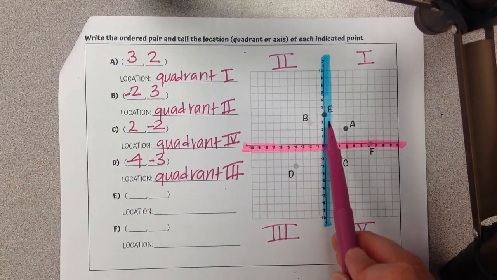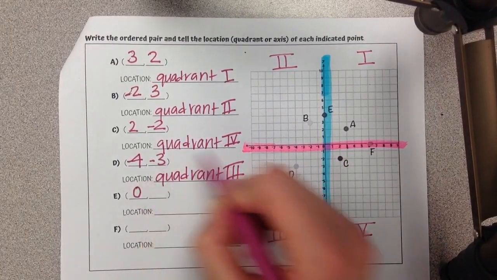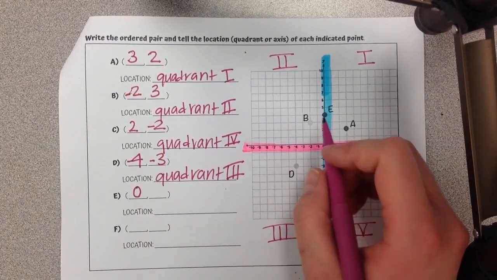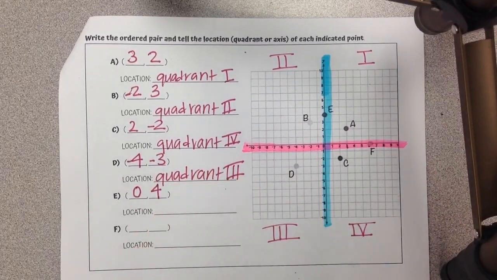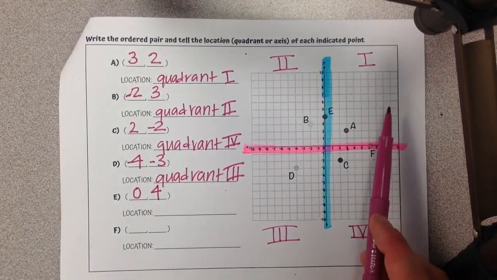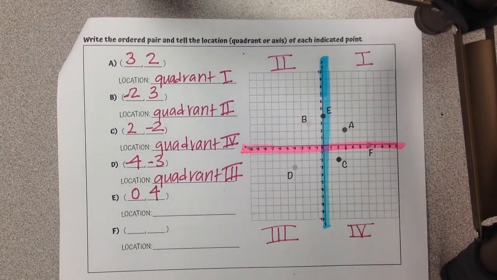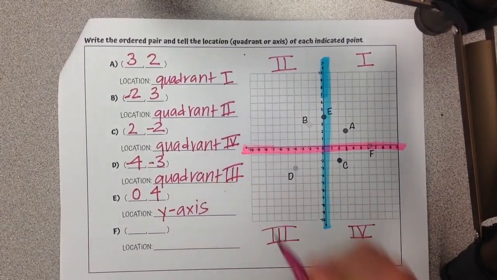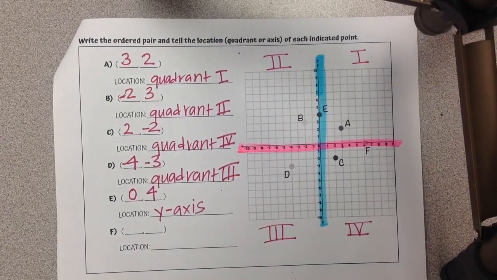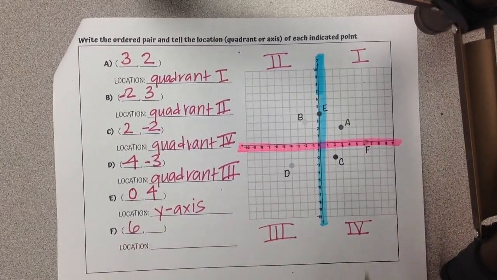E is located right here. I didn't move over either direction, so my x value is going to be 0. I didn't move to the right, I didn't move to the left. And then I moved up 1, 2, 3, 4. So my y value is 4. This isn't located in quadrant 1 and it's not located in quadrant 2. It's actually located on the y-axis. So that is the location, y-axis.